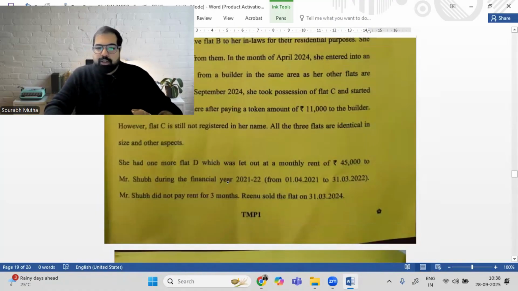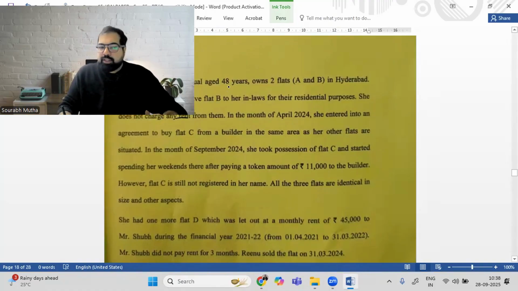Let's talk about it. So Renu, an individual aged 48 years, owns two flats, A and B in Hyderabad. Can a person own two flats? You can own 20 flats also, but SOP benefit of interest deduction will be given only for two flats. She lives in flat A and gives flat B to her in-laws for residential purposes. She does not charge any rent from them.